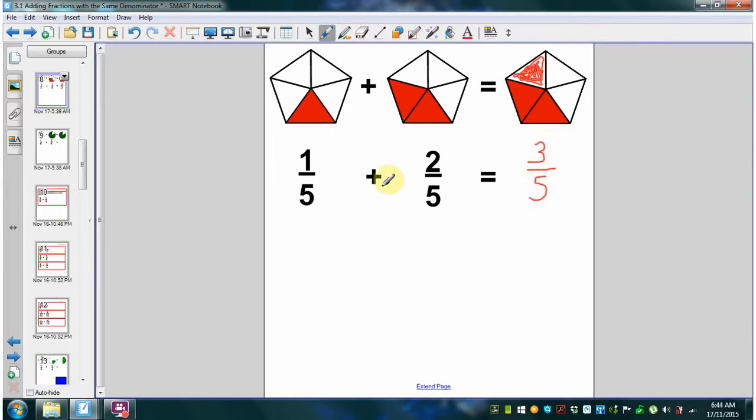And we're just going to look there. If we follow our rules, that is correct, right? Because we add our top. 1 plus 2 is 3. And we keep our bottom. So we bring over our 5. And that is actually what we got. 3 shaded pieces out of 5 if we put the 2 of these together. Okay, so let's try another one like that.